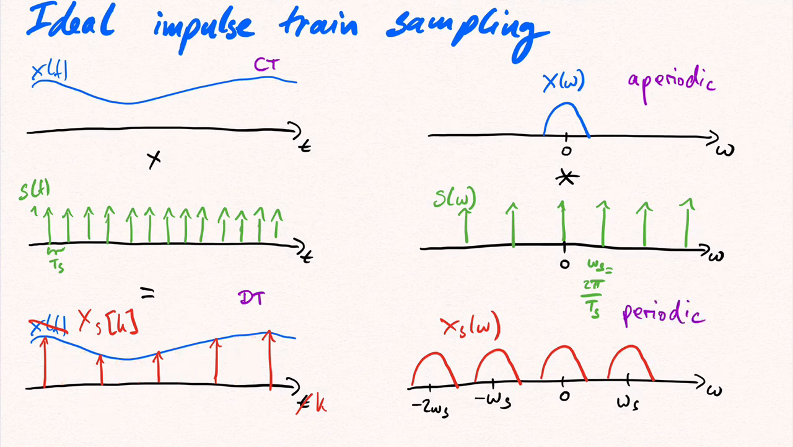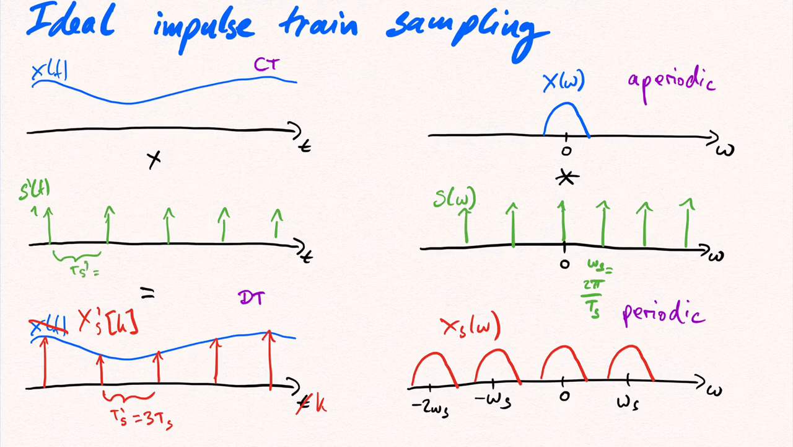Let's assume now that we want to reduce the sampling frequency, maybe to save some costs, and instead of getting xs, get now the new sampled signal xs dash, where the samples are now Ts dash seconds apart, which is equal to 3 times our original Ts. So instead of multiplying x of t with our original s of t, we now multiply with s dash of t, which is also a pulse train, but now with period Ts dash equal to 3 Ts.